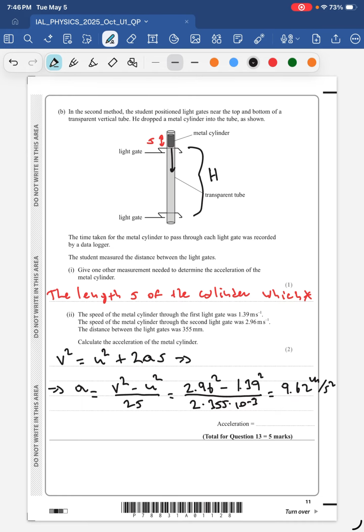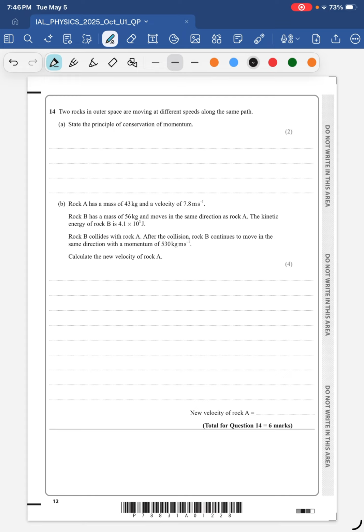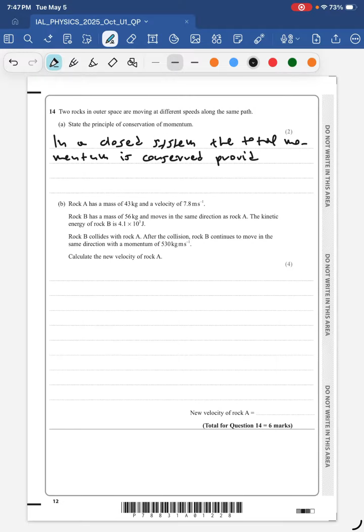All right, so let's move on to question 14. Two rocks in outer space are moving at different speeds along the same path. State the principle of conservation of momentum. So in a closed system, the total momentum is conserved, provided no external forces act on it. Okay.